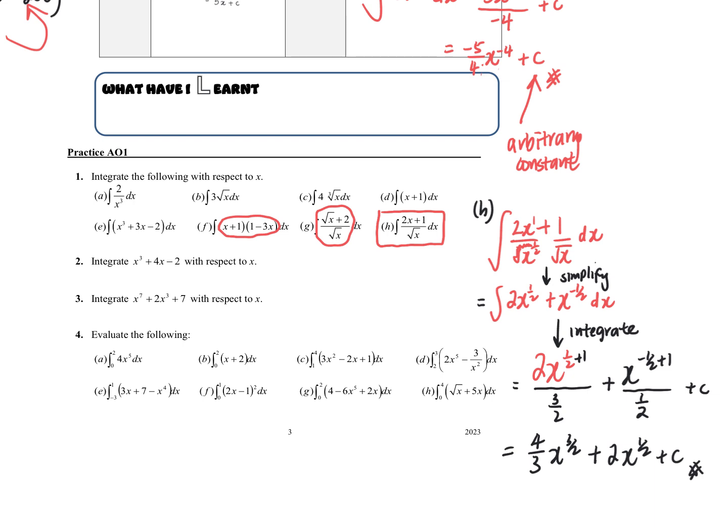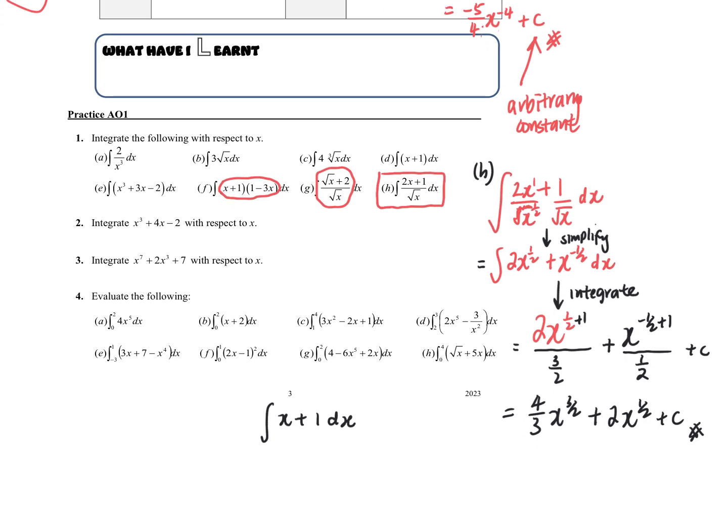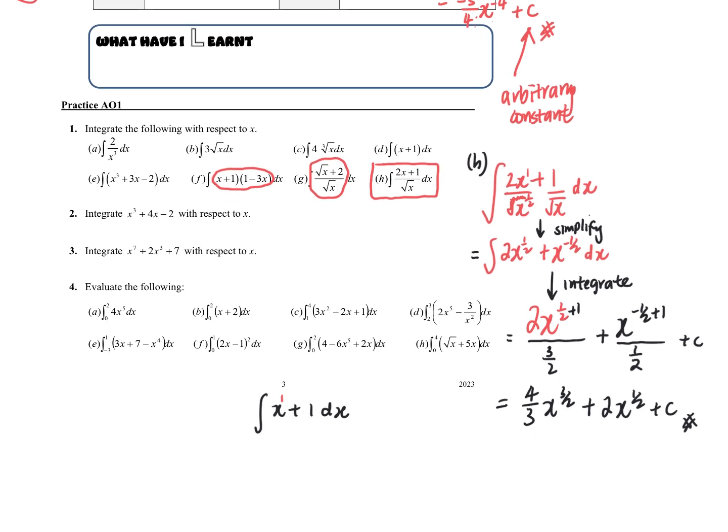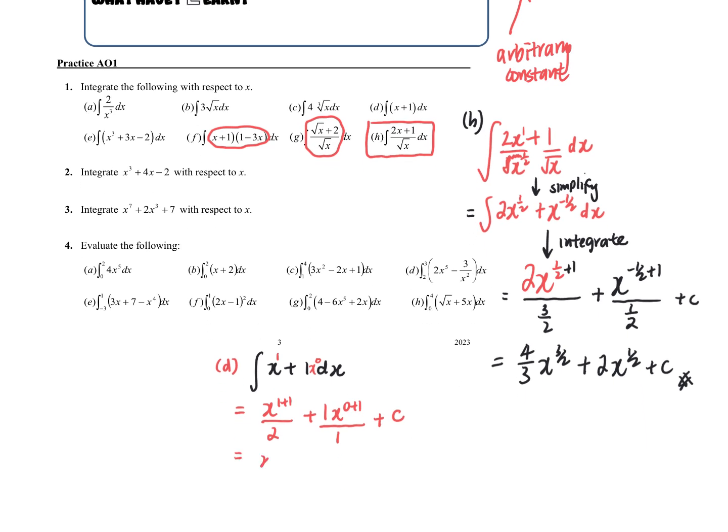Part D, very simple. You treat them separately. Oh, okay. So this one is power 1. Add the power by 1. Divide by new power. This one no power means it's x to the power of 0. So just add by 1. Divide by new power. Add a constant C. So can you see it's x squared over 2 plus x plus C.